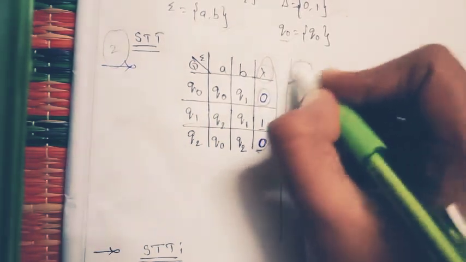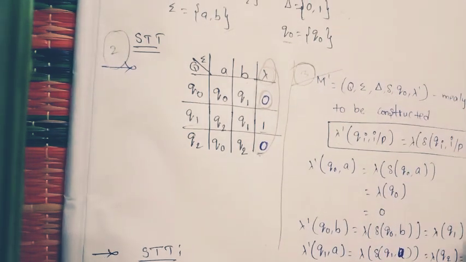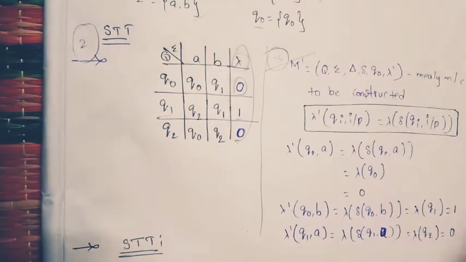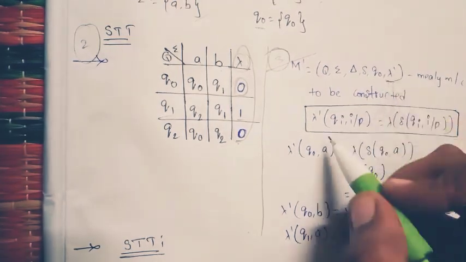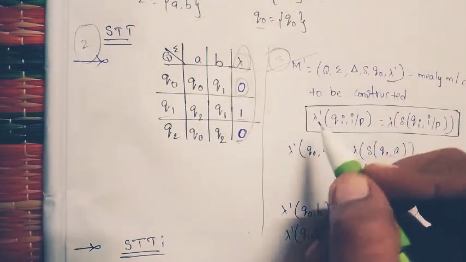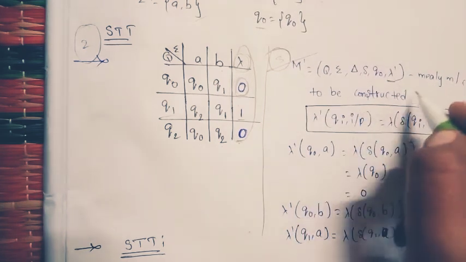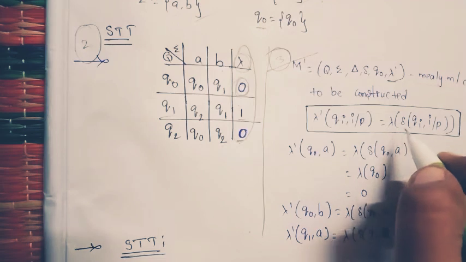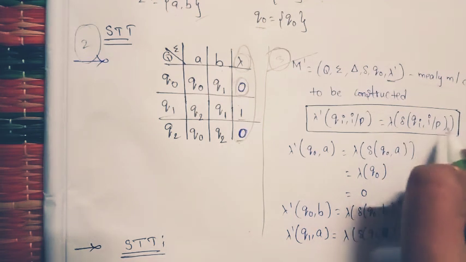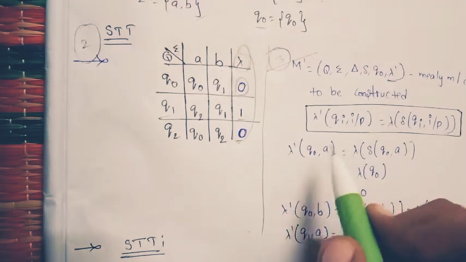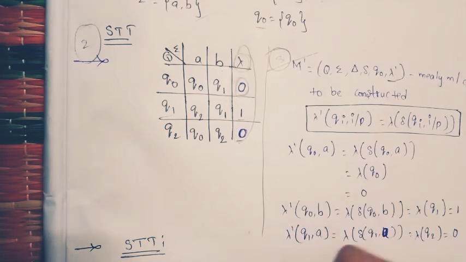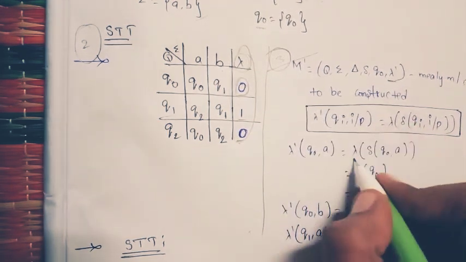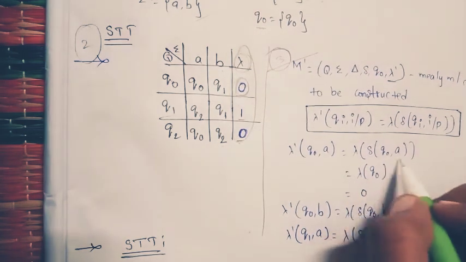The third step is we just need to compute the M dash. M dash means here we need to write the lambda dash. We need to find out the lambda dash. I already told the formula for you. We need to construct the Mealy machine. Lambda dash of qi comma input equals lambda of delta of qi comma input. Then let's count this lambda dash, first of all, for q0 comma a. See here, guys, lambda dash of q0 comma a is equal to lambda of small delta of q0 comma a.